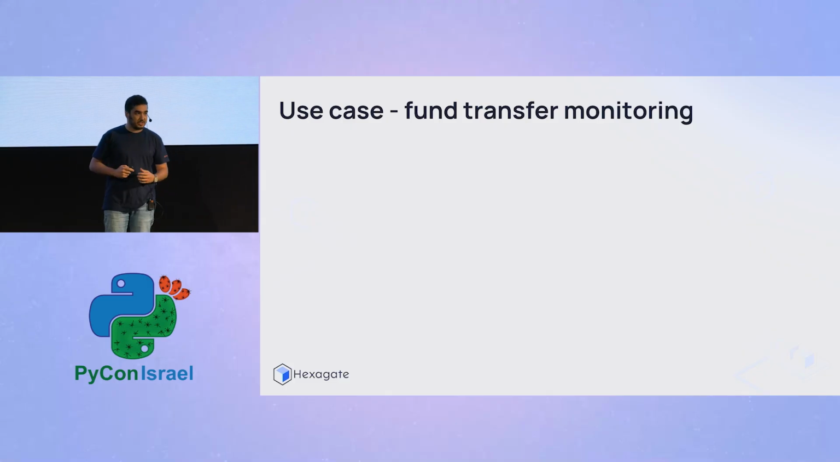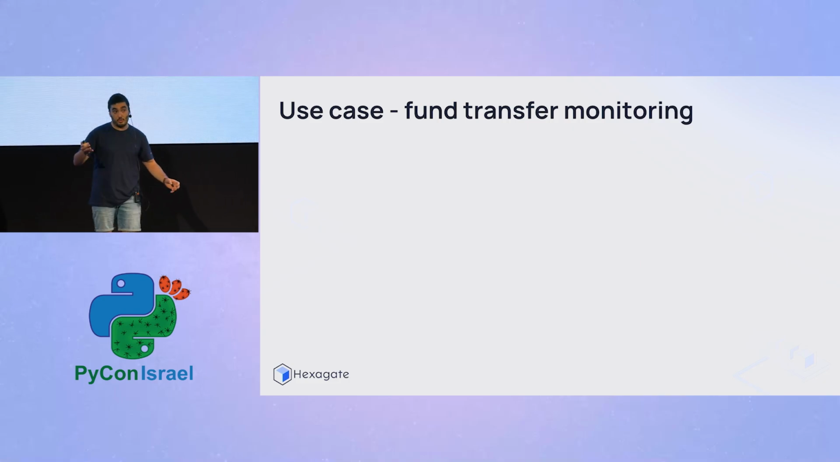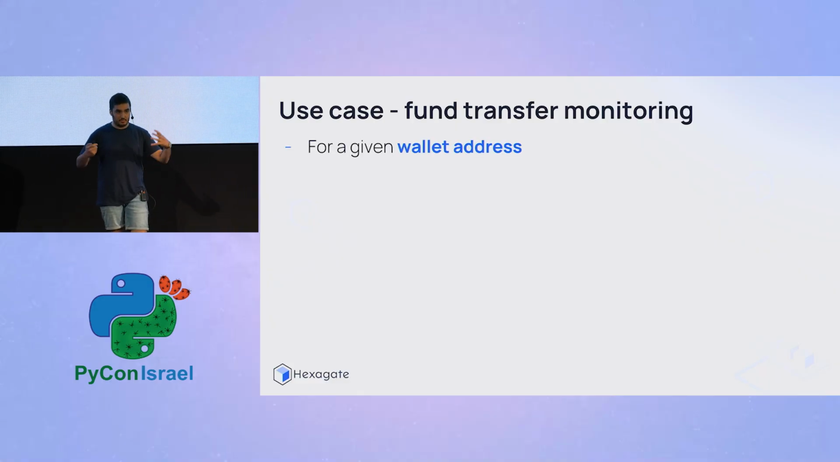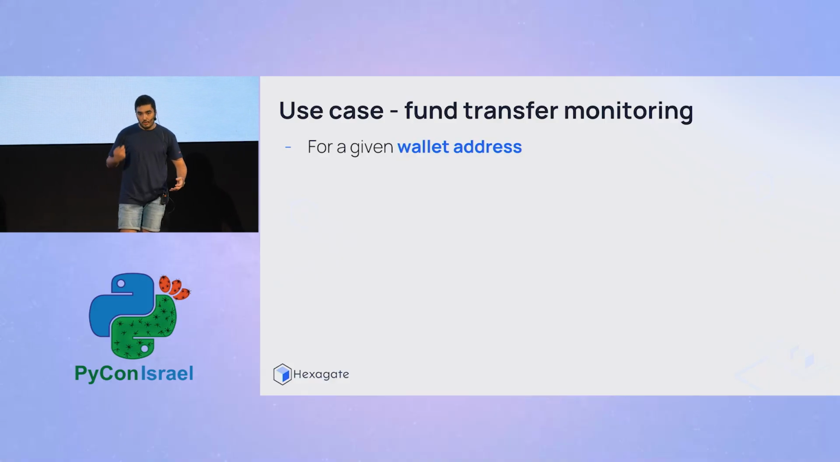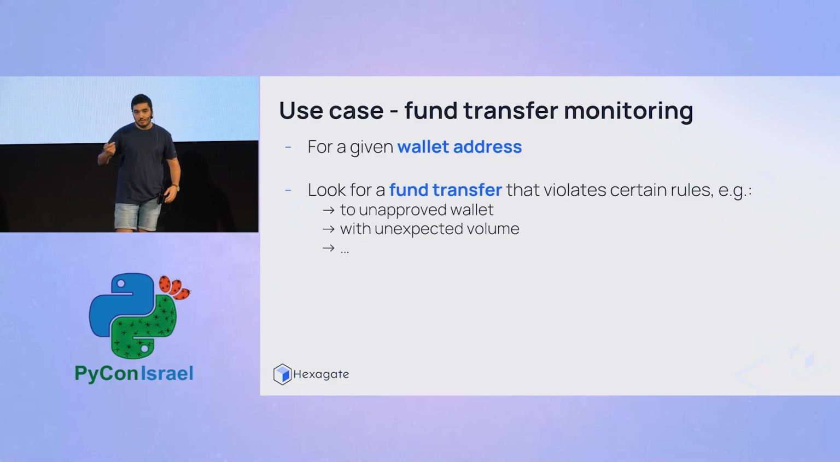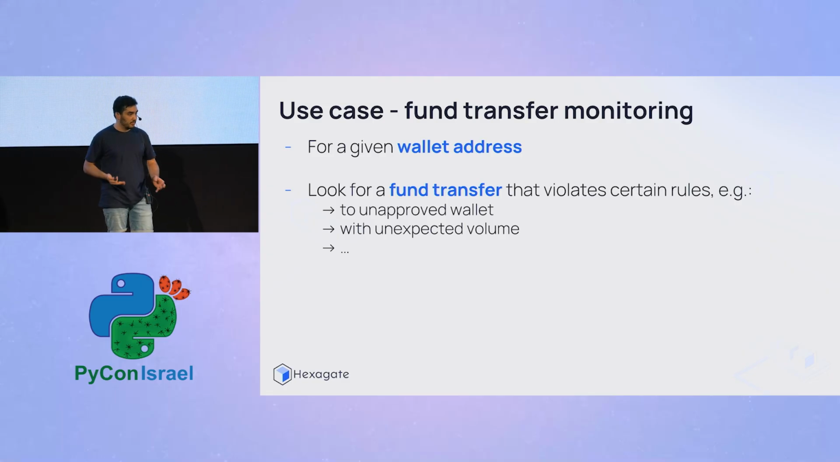Okay, so just to get a concrete example of the logic that we employ at Hexagate, let's take a super simple monitoring capability that we offer: fund transfer monitoring. Our users have blockchain wallet addresses. They configure these addresses in our system, and they want to get notified whenever these wallets make fund transfers that are unexpected and violate their rules. So let's say a user wants to get notified whenever their wallet makes a transfer to an unknown wallet with a super high volume. That's a risk. They want to get notified in real time.